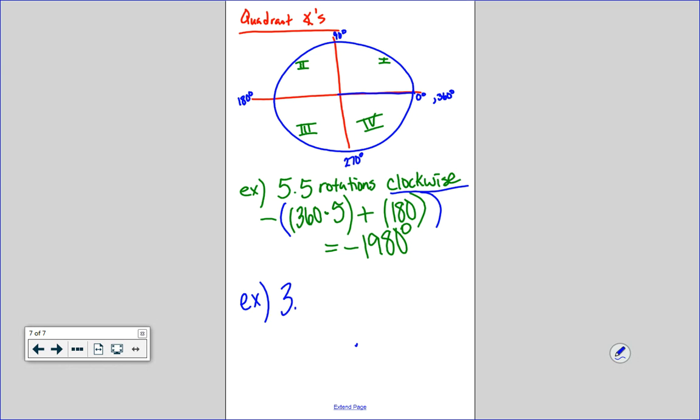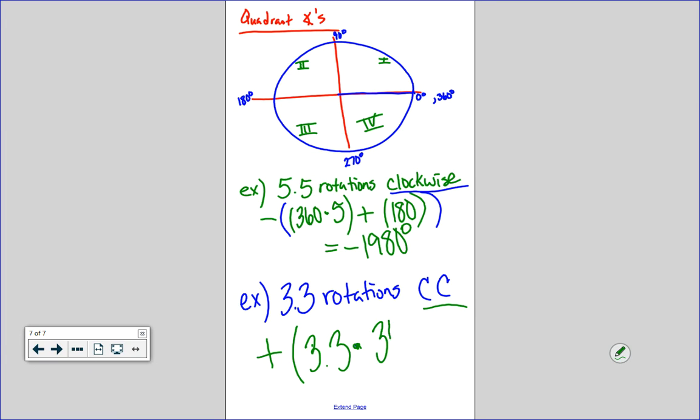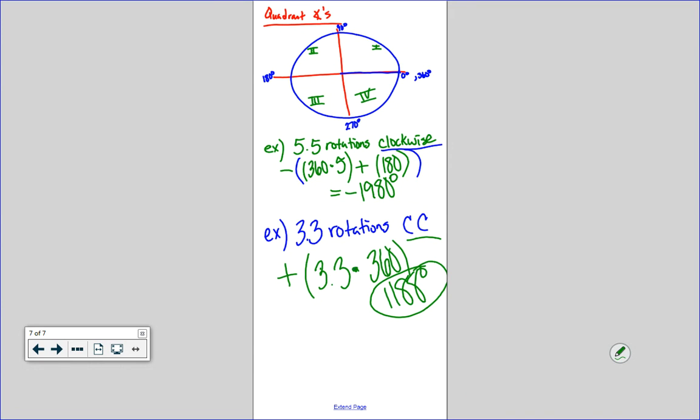Sometimes they're not quite as nice. What if I say 3.3 rotations counterclockwise? How do I find that value? Counterclockwise tells us, is it positive or negative? Positive. And I can just take 3.3 times 360. And if you do that, you get 1,188 degrees. Make sense? So far, so good?